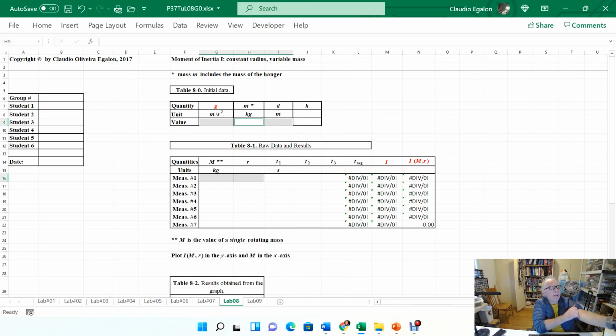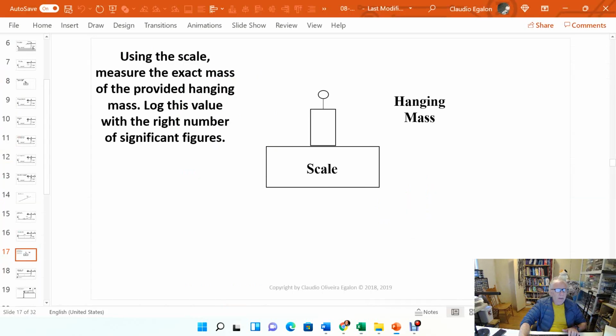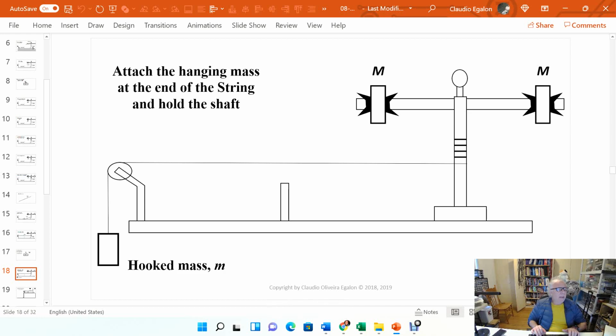Okay, if you're using a mass hanger, this M includes the net mass. So 1, 2, 3, 4, raw data, right? And you hang your hanging mass there, the hooked mass, lowercase m. So it's this mass that's going to apply a torque to this rotating shaft. Okay, and we're going to release this hooked mass. It is going to accelerate, and you're going to provide an angular acceleration to the whole set here.